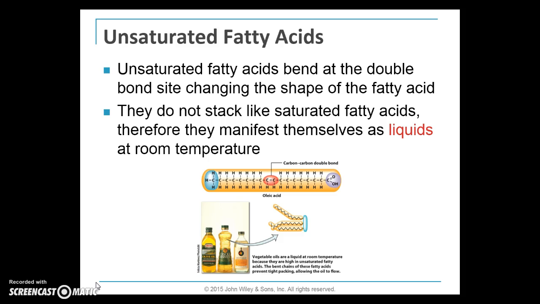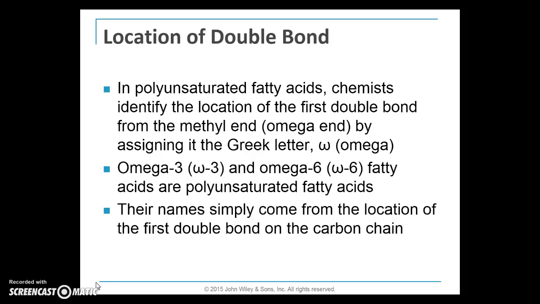Unsaturated fatty acids, again, bend at the double bond site, changing the shape of the fatty acids. They don't stack tightly like the saturated fatty acids. That's why they manifest themselves as liquids at room temperature. So let's delve even deeper.